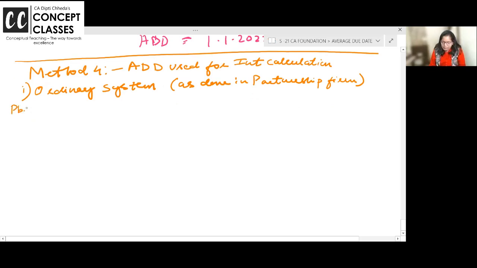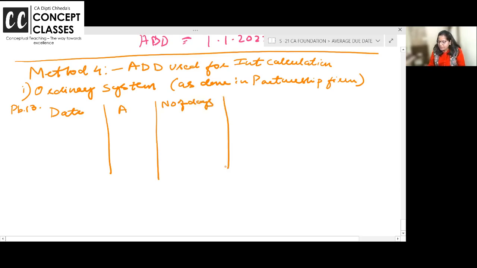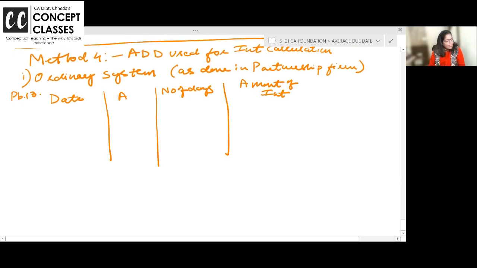Okay, problem number 13. Let us take date as only the due date because there are no bills of exchange and all. So date, A's amount, number of days. You can do it in months if they say. Right now we will do it in days because nothing is given. Number of days and amount of interest. Calculate like this for A.